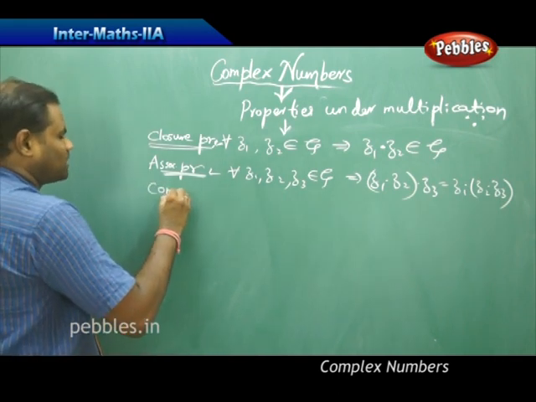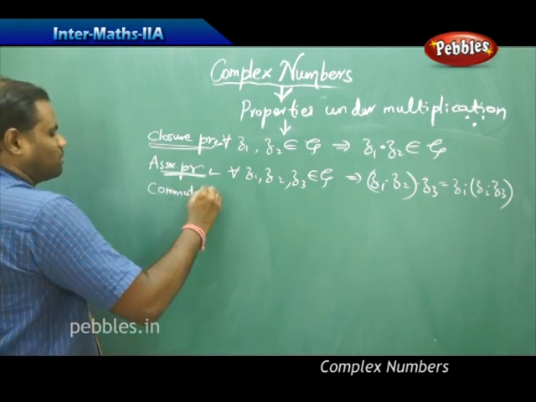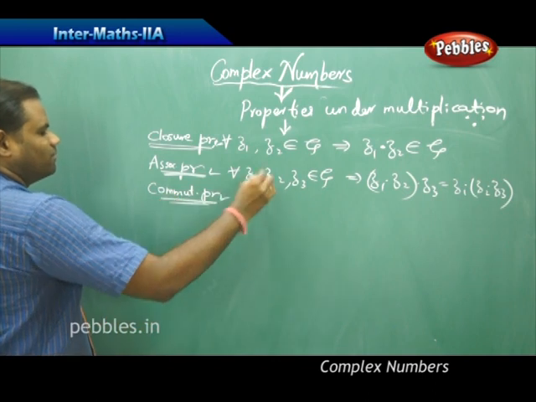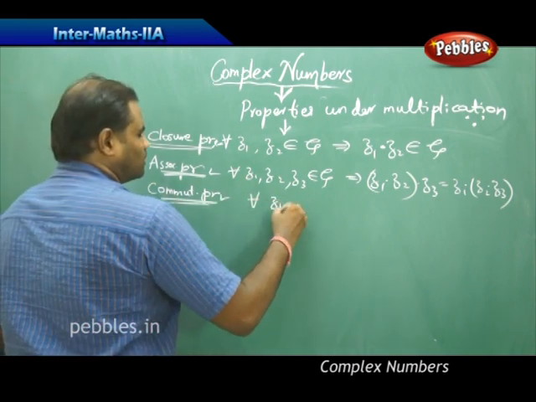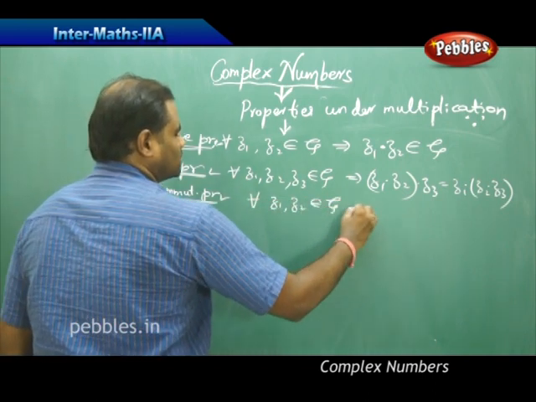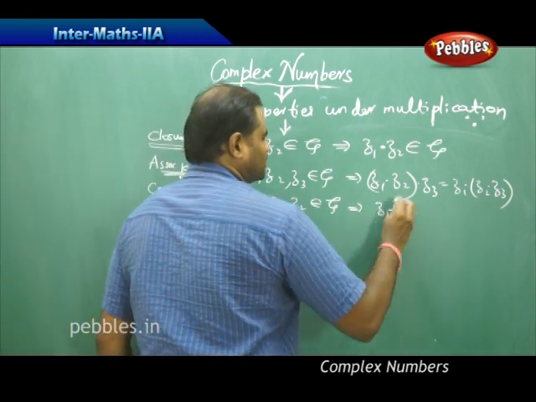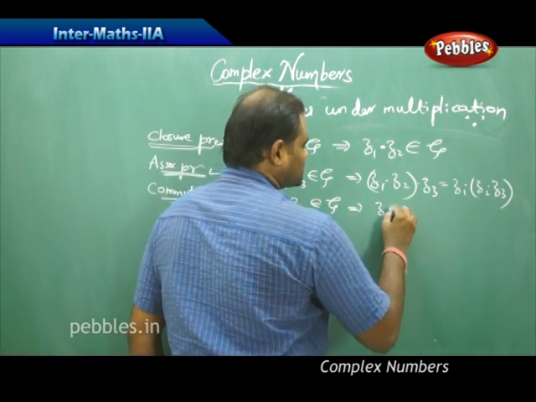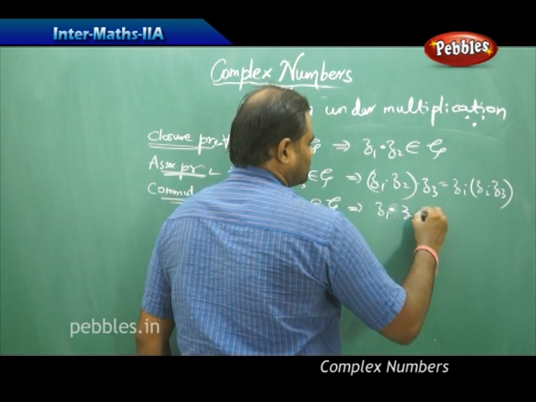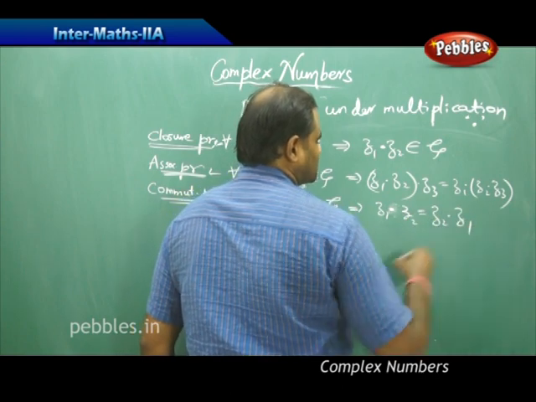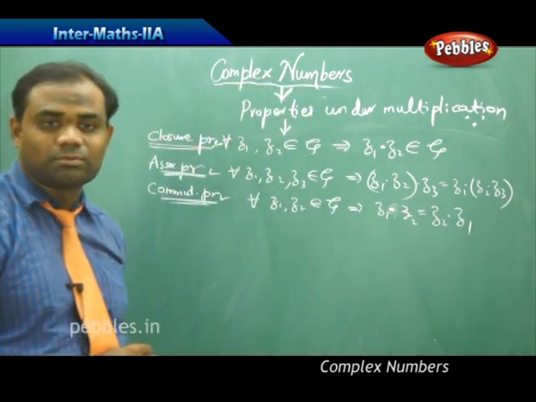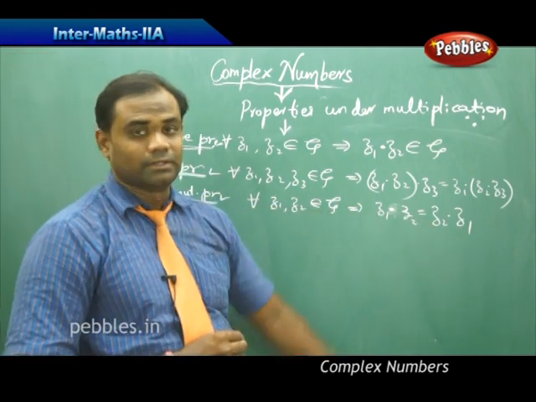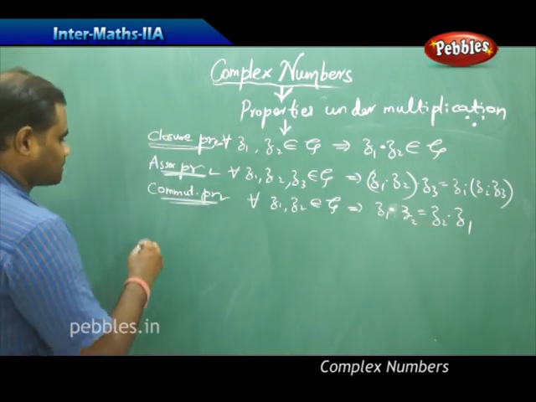The next is the commutative property, which says that for all Z1, Z2 belonging to C, that implies Z1 into Z2 is always equal to Z2 times Z1. So even the commutative property holds under multiplication of complex numbers.